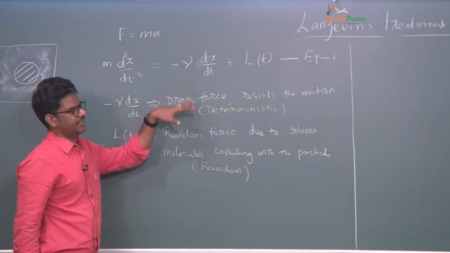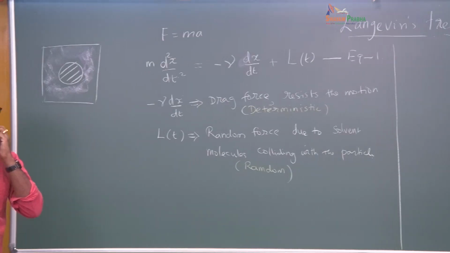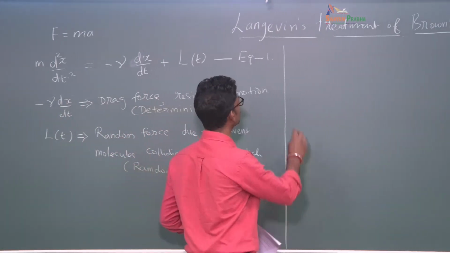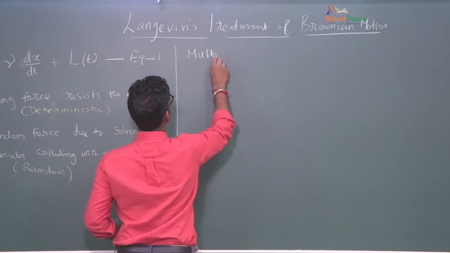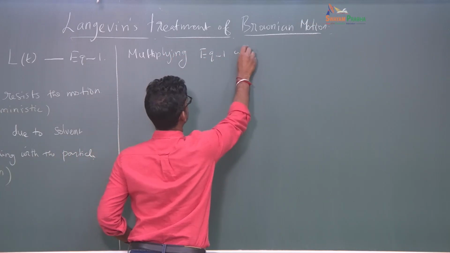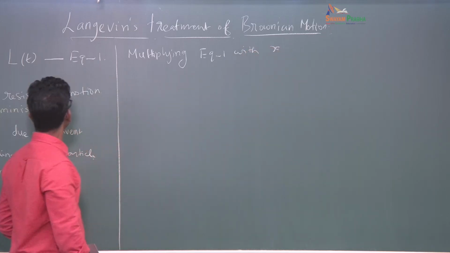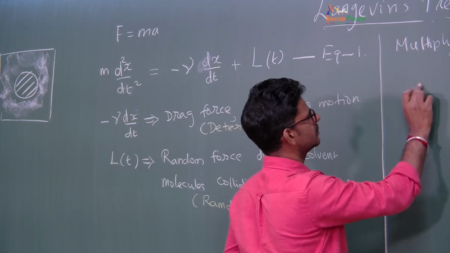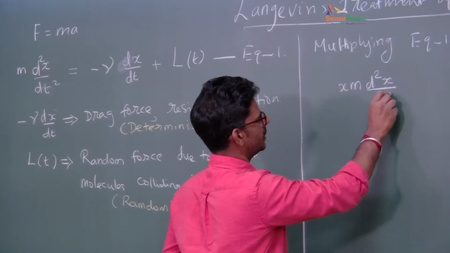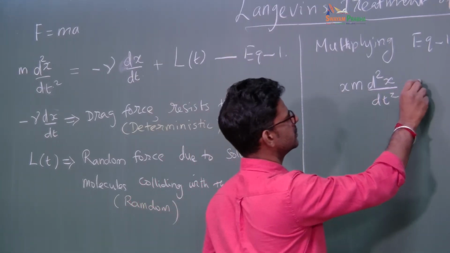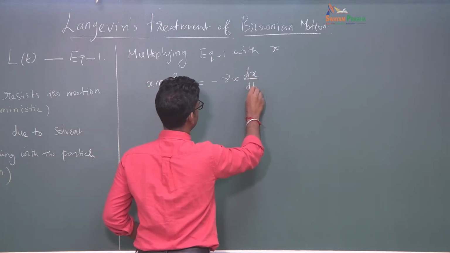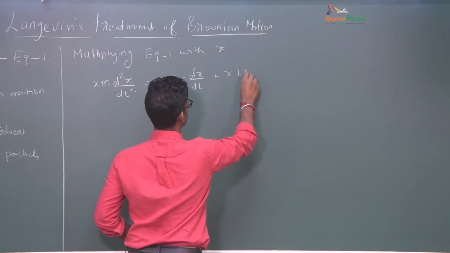Now I am going to take this equation and do some algebraic manipulation. First, I will multiply this equation with x. So multiplying equation 1, on the left hand side we have x m d square x by dt square is equal to minus gamma x dx by dt plus x into L of t.